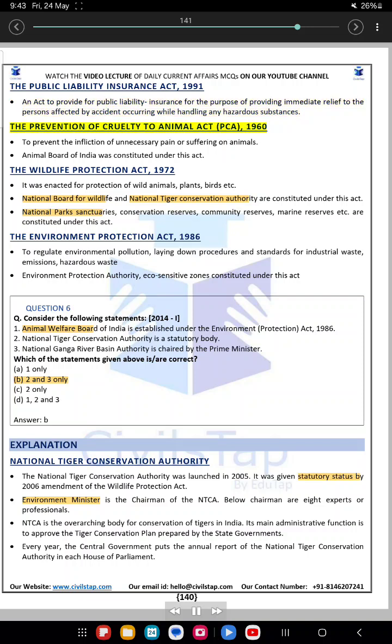The Prevention of Cruelty to Animals Act, PCA, 1960. To prevent the infliction of unnecessary pain or suffering on animals. Animal Welfare Board of India was constituted under this act.